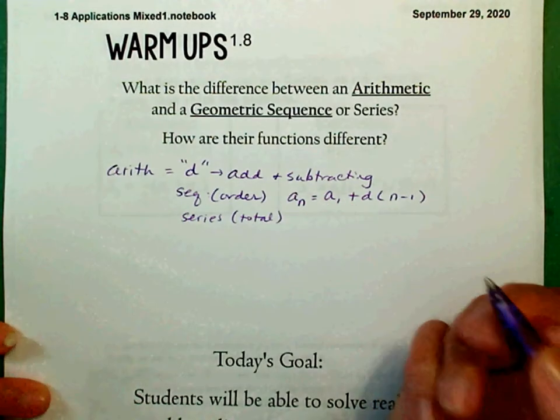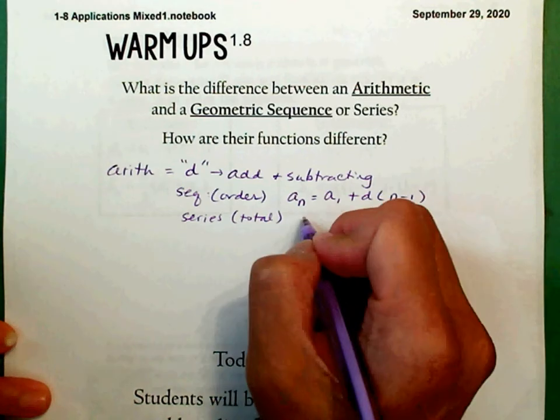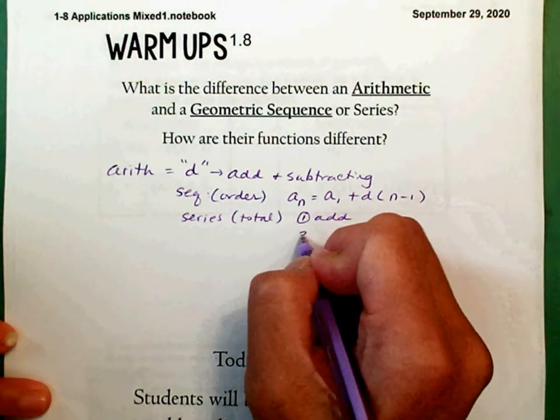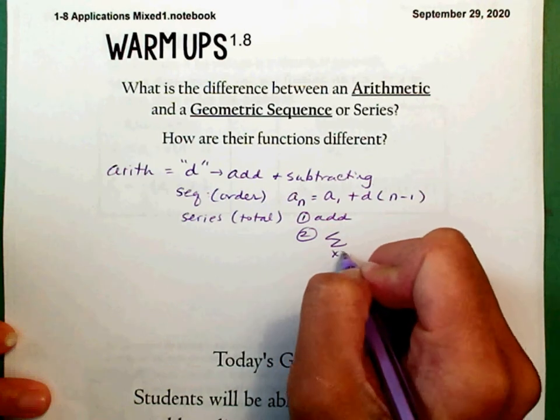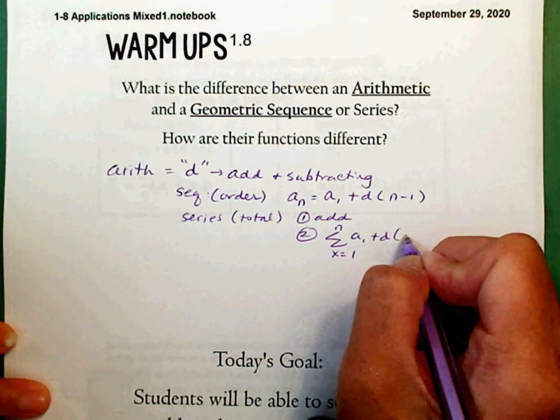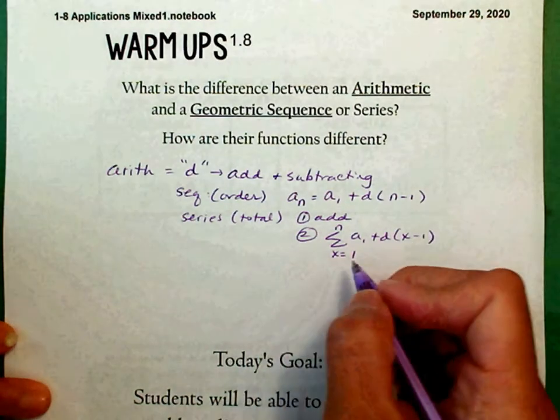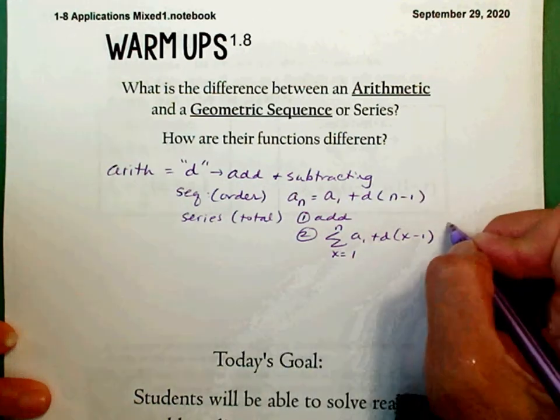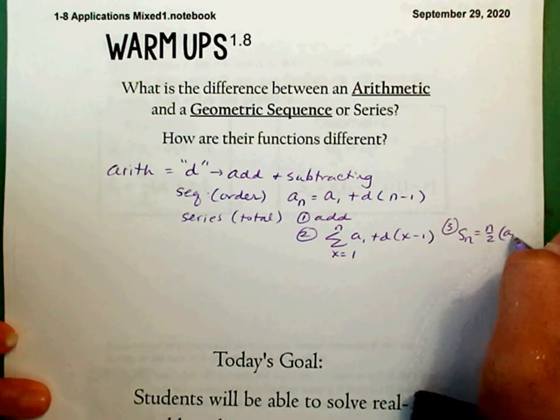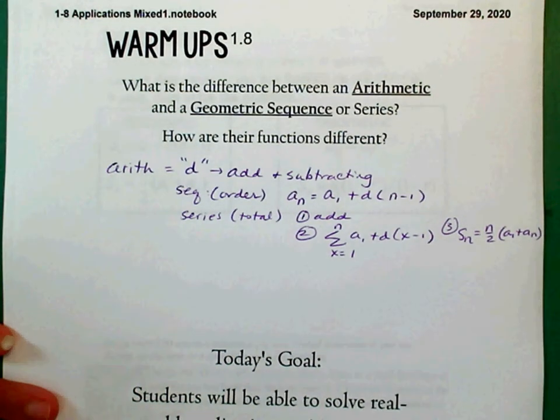A series is a total. I want to add everything up, and what am I going to get? There's three different ways. First one, you just add it all together. Number two, you can do your sigma, where you have the first term plus your d times x minus 1, or n minus 1. Or you could use this formula right here, S sub n equals n divided by 2, your first plus your last. So that is arithmetic.